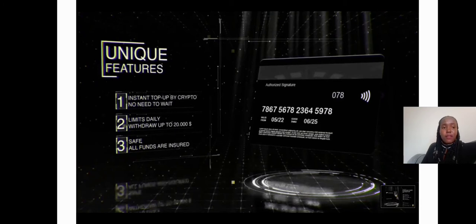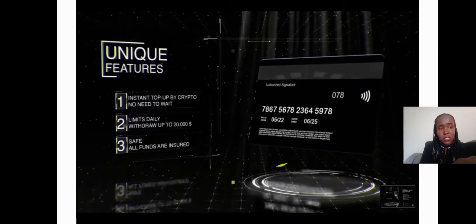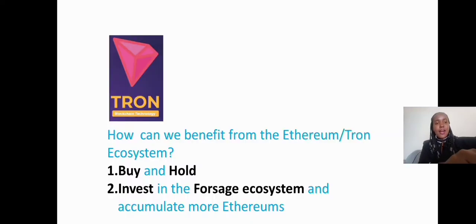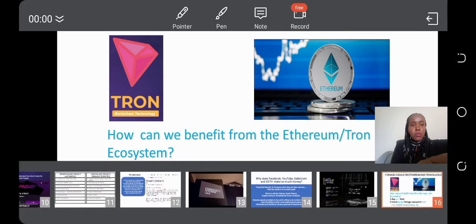If only 500,000 people can purchase this ATM card, it means that the Ethereum founders are able to make a lot of money, and that is how they make profits. So you might be asking yourself, what is in it for you and me? How do we benefit? Forsage is built on the Ethereum and Tron blockchain.